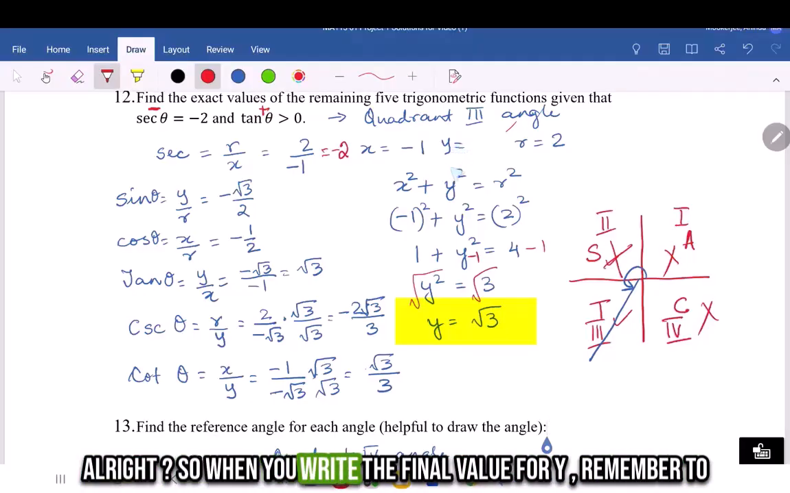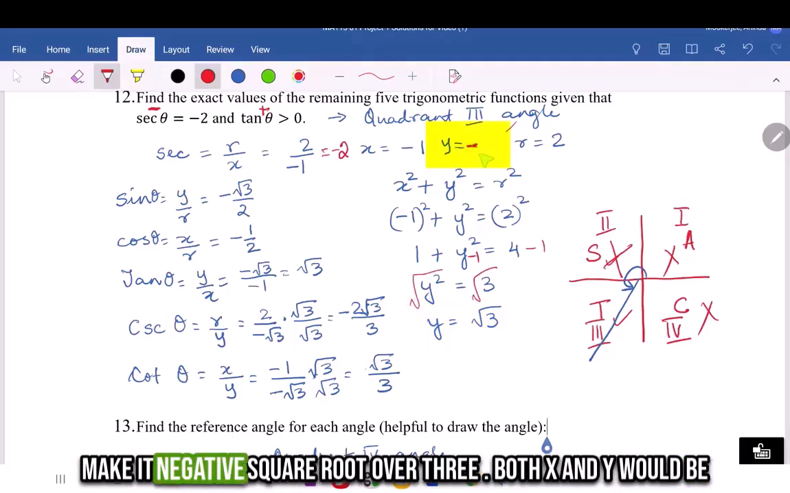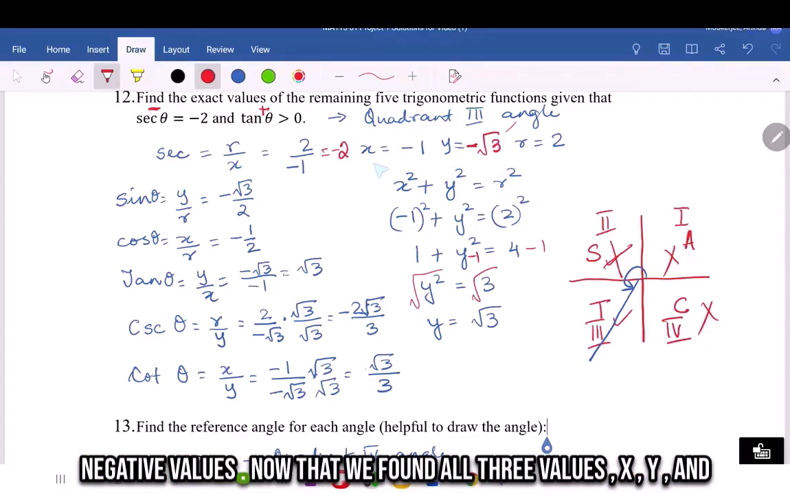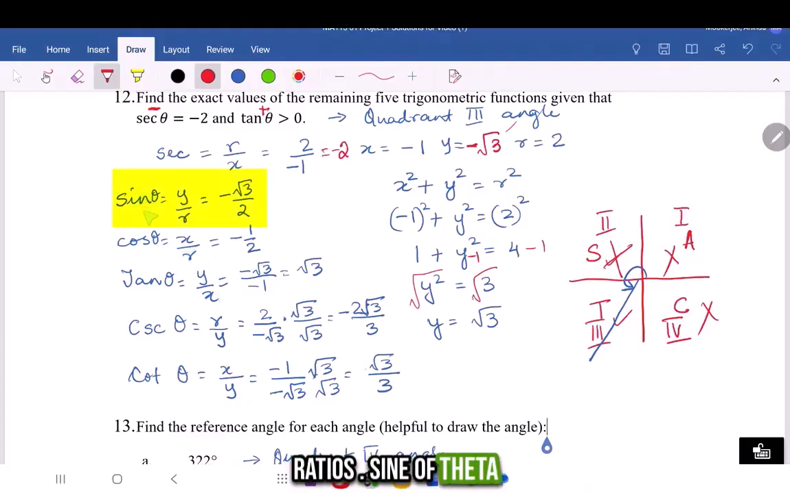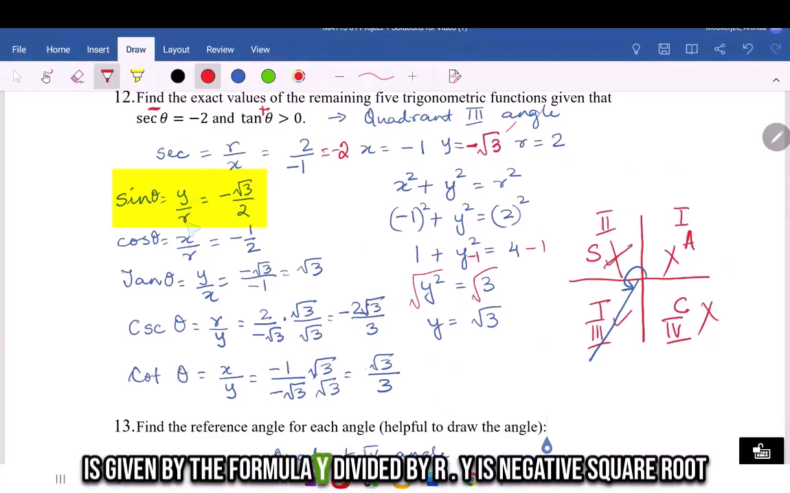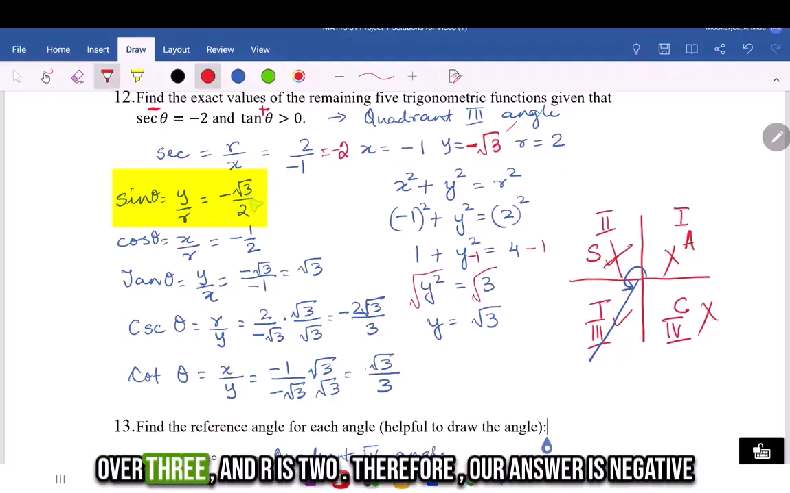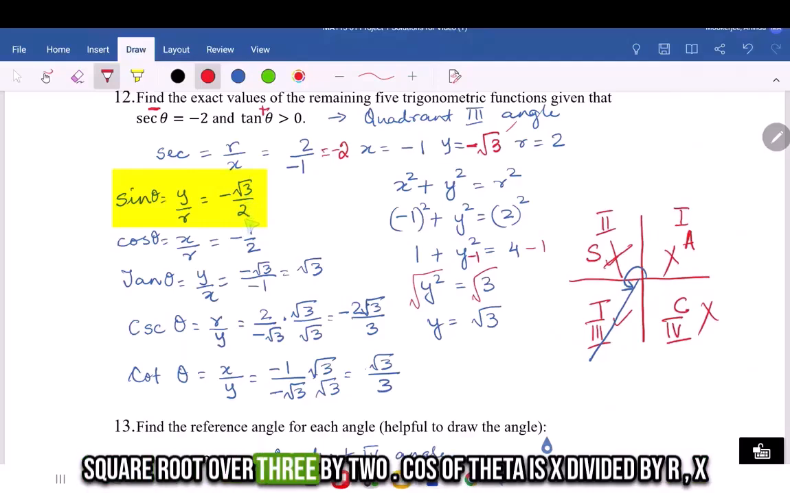All right, so when you write the final value for y, remember to make it negative square root over 3. Both x and y would be negative values. Now that we found all three values, x, y, and r, we are going to work on putting together the different ratios. Sine of theta is given by the formula y divided by r. Y is negative square root over 3 and r is 2. Therefore, our answer is negative square root over 3 by 2.